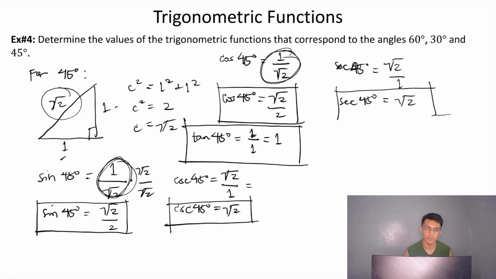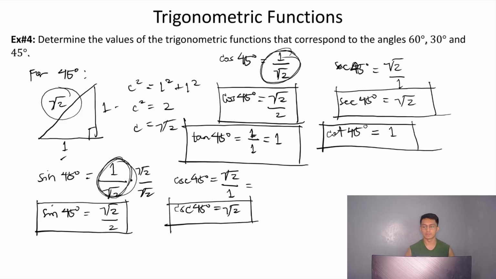And for the last value ng trigonometric function natin, yung cotangent 45. Cotangent 45, the reverse function of tangent 45 degrees, we have 1. Ayan lang siya. So, these are the 6 values of the 6 trigonometric functions for the angle 45 degrees. And this is our example number 4.